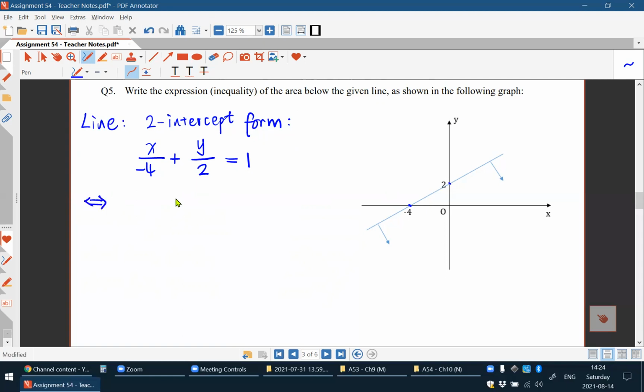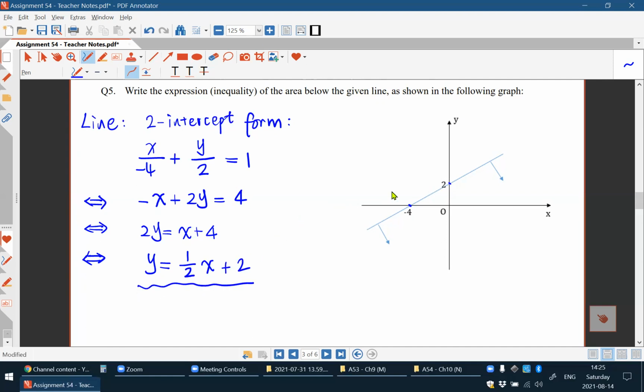Okay, now we need to separate x and y. So we can multiply both sides by 4. This means -x plus 2y equals 4, right? And this is further equivalent to 2y equals x plus 4. And this is equivalent to y equals 1/2 of x plus 2, right? So this is the equation of the given line.